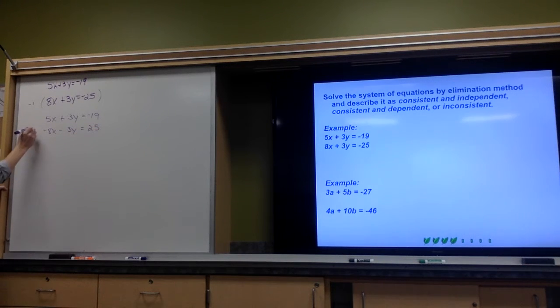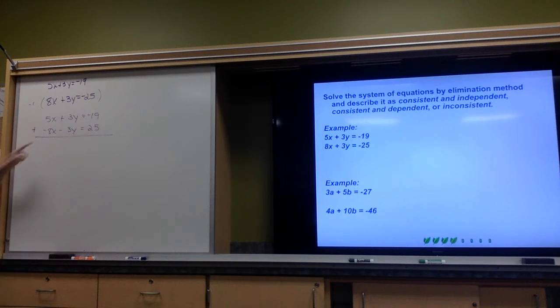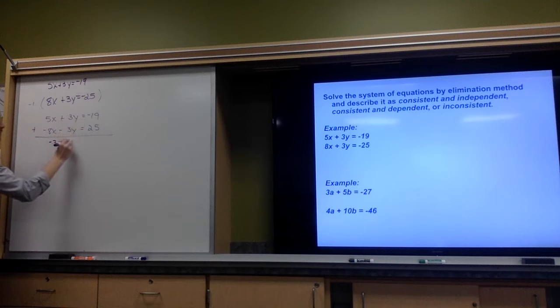Like so. Now I'm going to add these two equations because when I do that, these y's cancel, and I get an equation with one variable. 5 plus -8 is -3x. 3y minus 3y is gone. -19 plus 25 gives me 6. See how that works? This is my equation I'm going to solve for now. Divide both sides by -3, and I get -2.